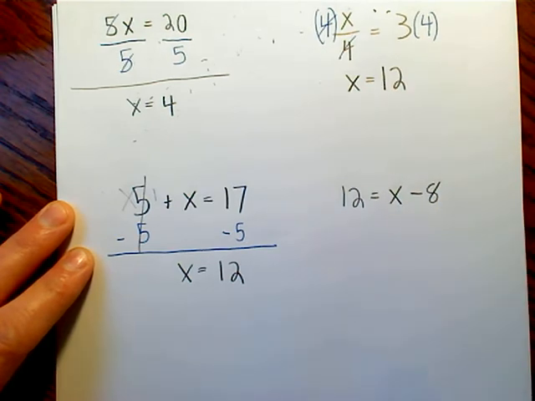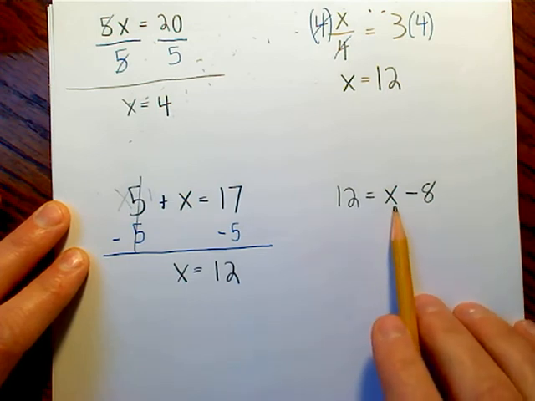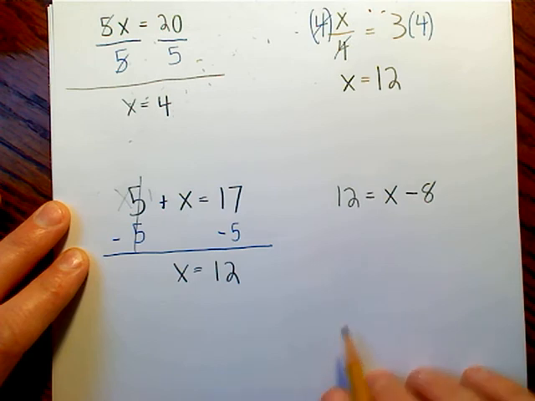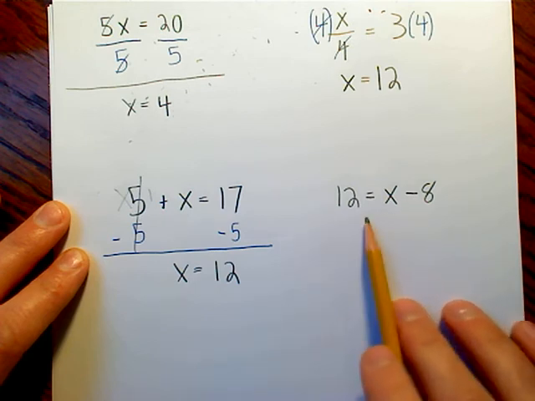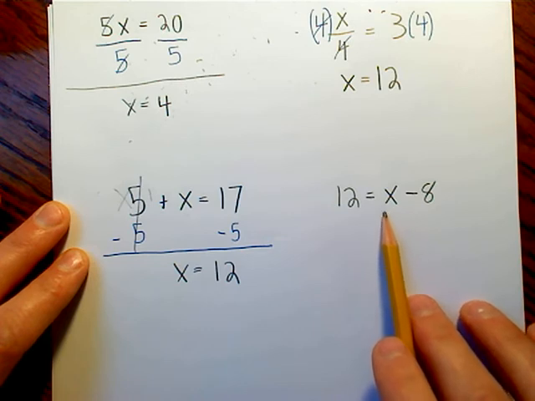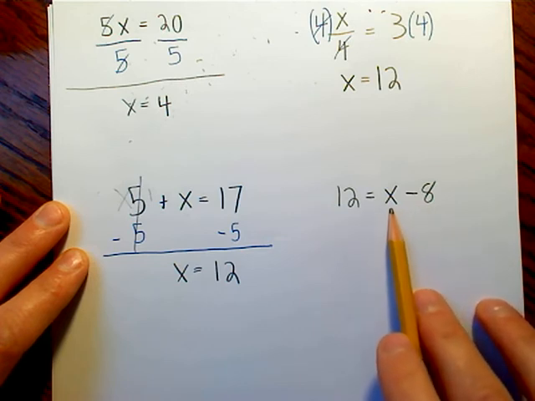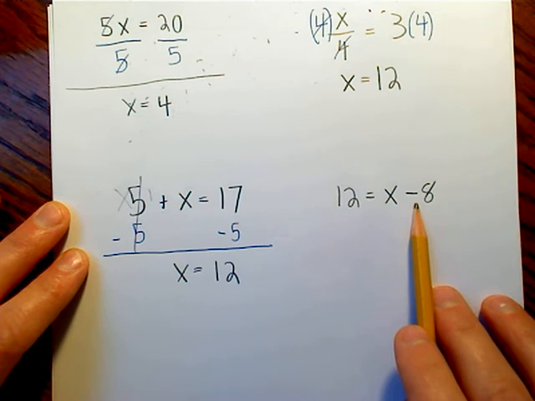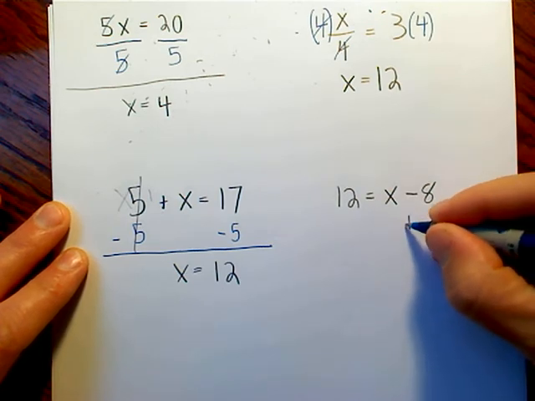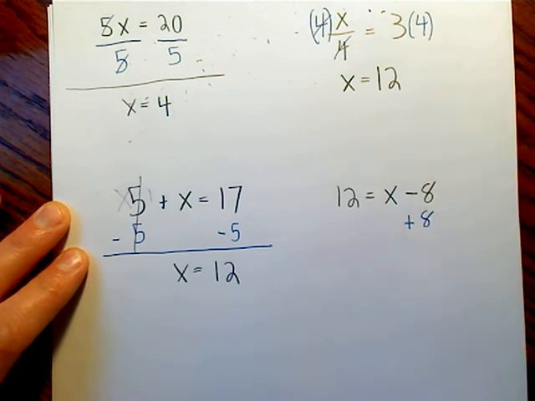Oh my gosh, Tyler, we've only been dealing with x's that are on the left side of the equation. Yes, but that doesn't matter. We can use the same methods to get x all by itself. So how are we going to get x all by itself? Well, right now it's being subtracted by 8. The opposite operation of subtraction is addition. So I'm going to add 8 to the right side.